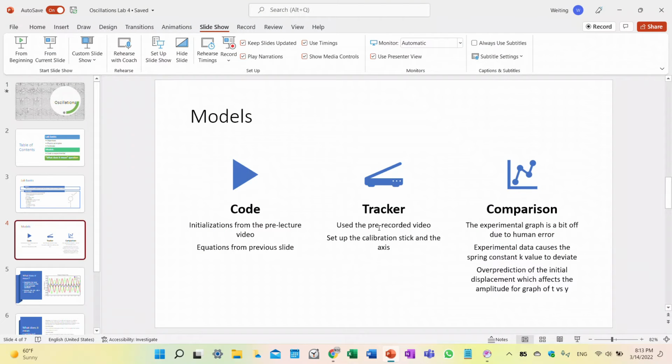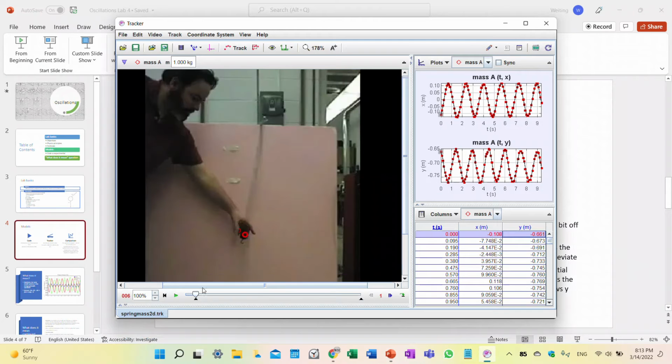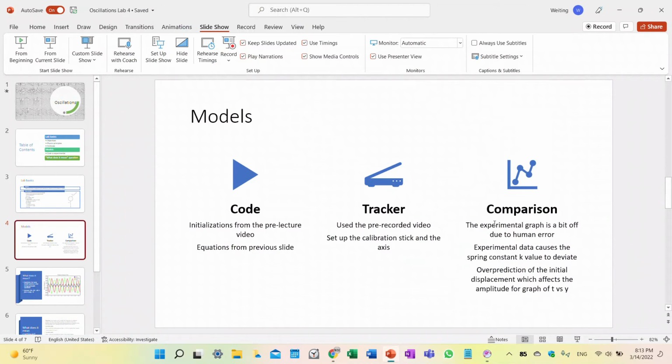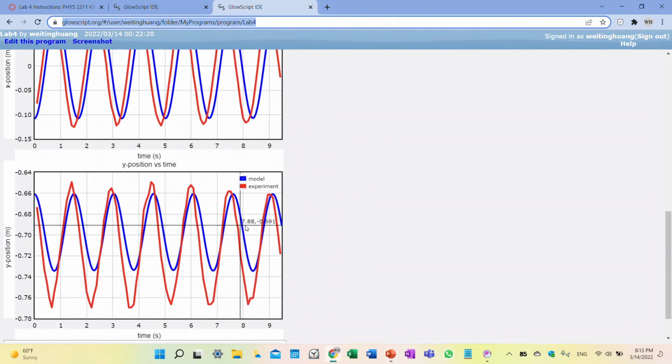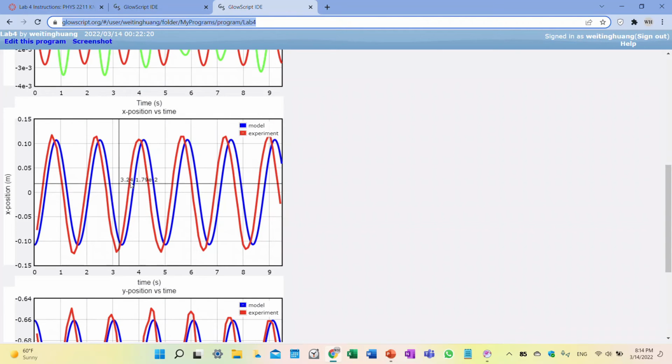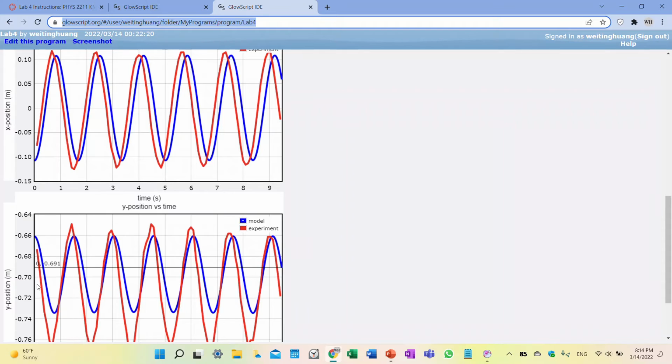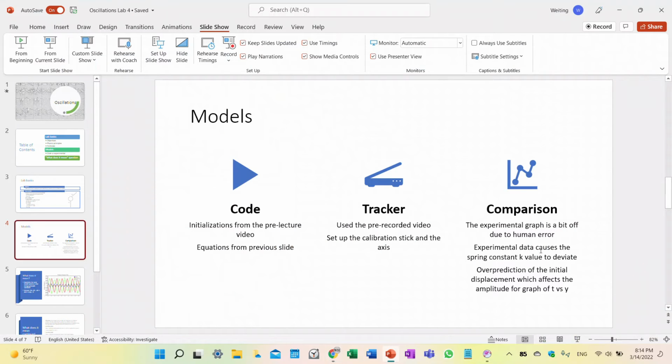As for the tracker, I used a pre-recorded video and I set up the calibration stick and the axes, and this is what it looked like as I tracked its motion. What happened is that the experimental graph is a bit off due to human error, as shown here. It didn't match exactly with the model's graphs or the trend, but it does obey the general trend.